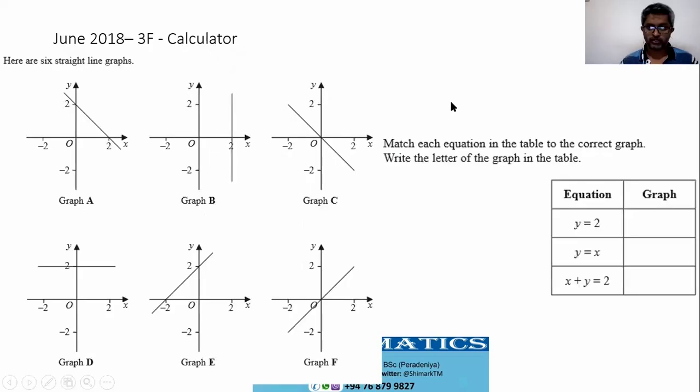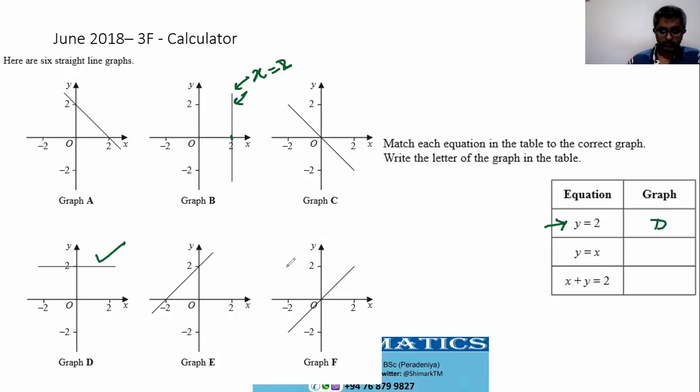Match each equation in the table with the correct graph. Write the letter of the graph in the table. Which one is y equals 2 here, among A, B, C, D, E, F? Which of the equations is y equals 2? It's graph C. What is this I'm asking? This is x equals 2, right? Actually, graph D is y equals 2.